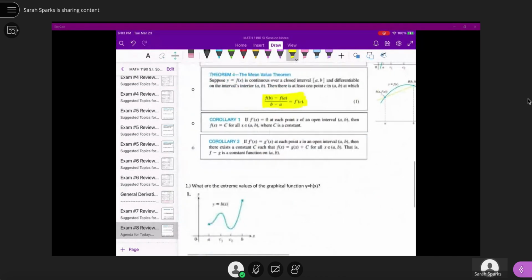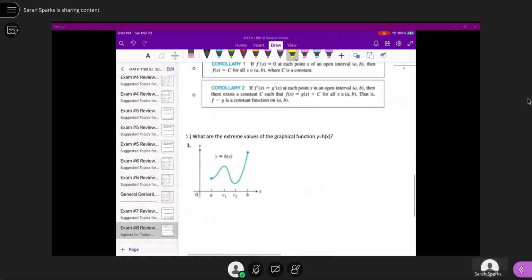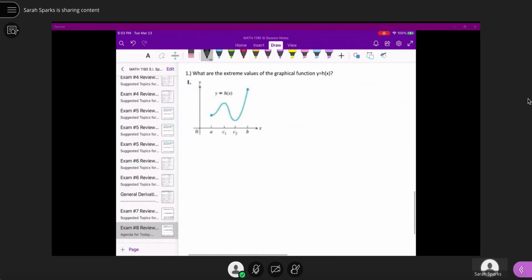All right. So the first problem is going to be a warm-up, an easy one to get your brain starting. This is just a graphical function. We're not given the function itself, but it's asking us to find the extreme values of the graphical function y equals h of x. So this is where a is, c1, c2, and b. Just drawing these little lines, we can see where those points are.